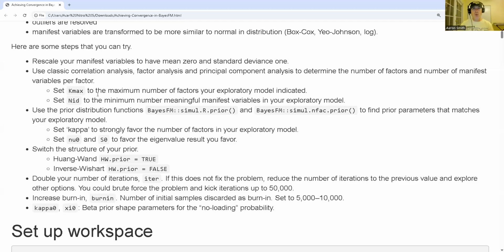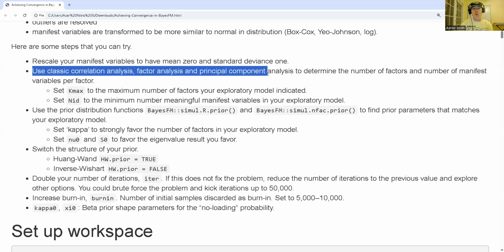It'll also make it easier to interpret what's going on in a little bit. Also, we could go through and use classic correlation analysis, factor analysis, and principal components to determine the number of factors, the number of manifest variables that we need to have within each factor. All right, so what I'm going to do is, I'm going to do an exploratory model, and I'm going to figure out what looks right in a non-Bayesian model.